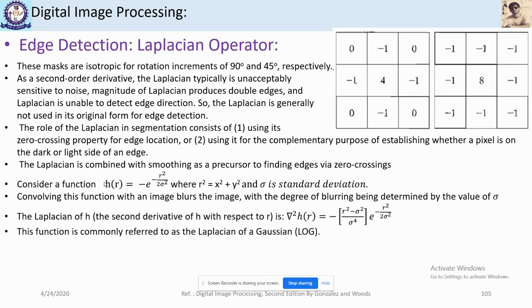So if we consider this function h(r) is equal to minus e raised to power minus r square by 2 sigma square, where r square is equal to x square plus y square. Here x and y are the coordinates of the image, and sigma is the standard deviation.